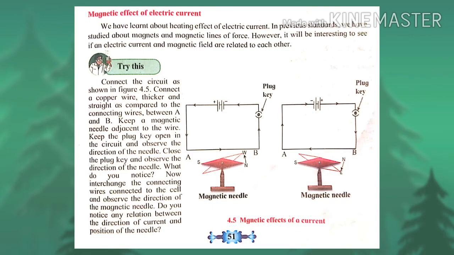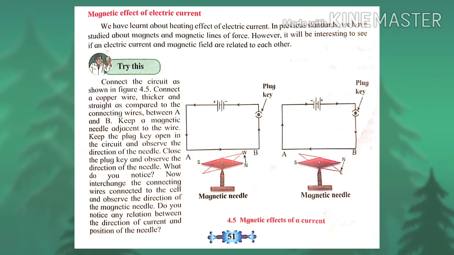Now we discuss magnetic effect of electric current. We know that magnetic lines of force. Similarly, electric current and magnetic field are related to each other. We observe one activity, that is connect a copper wire across battery as shown in figure.